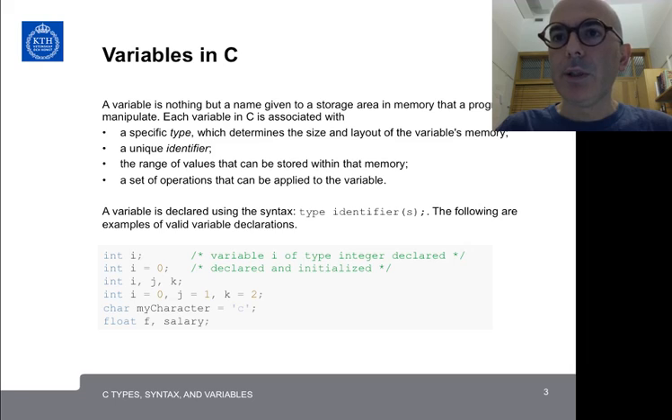A variable is simply declared using the syntax type identifier. At the bottom of the slides, you can see valid declaration of variable i of type int, variable myCharacter of type char, variables f and salary of type float.